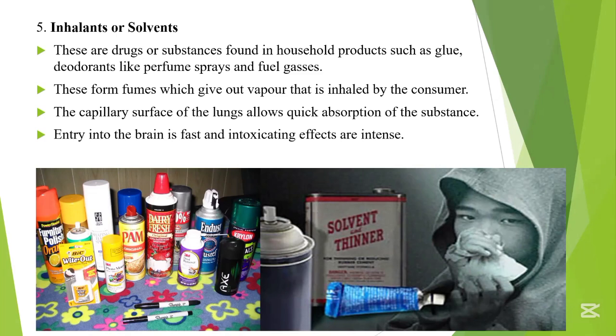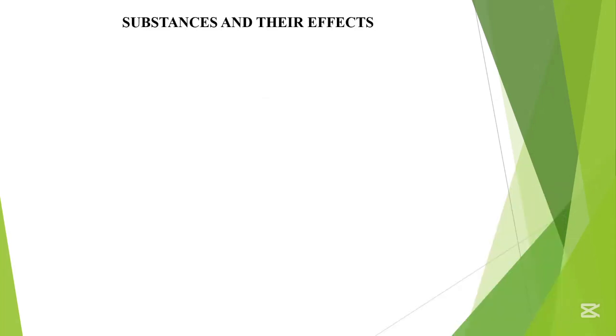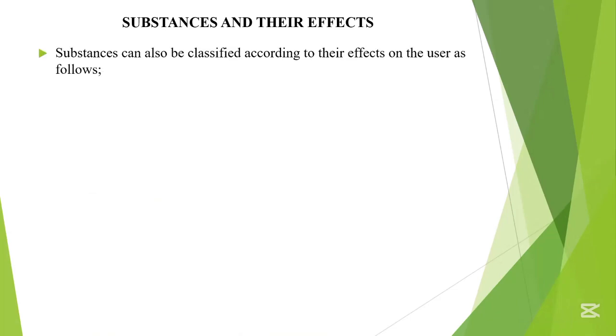That is why when someone inhales these solvents or inhalants, the effect is quite rampant. It doesn't even take time. Someone will be able to feel the impact, and you can even be able to see. And these inhalants cause brain damage and death at times. Now, let's get to substances and their effects. Substances can also be classified according to their effects on the user as follows.